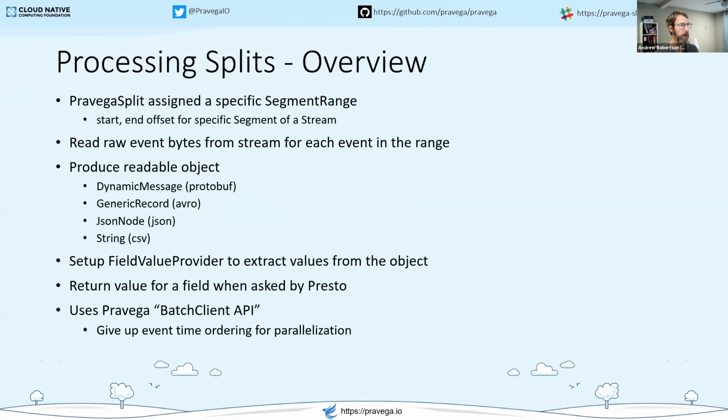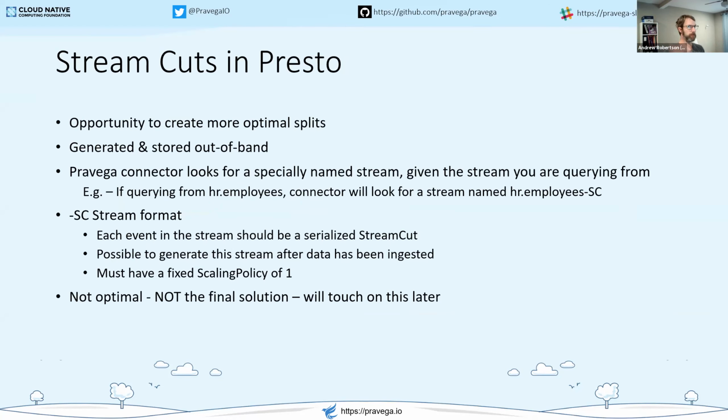What we have now is an out-of-band way to store the stream cut information. A client application, when writing their normal stream, every once in a while will persist a stream cut. Maybe this is after some number of events, maybe after some number of megabytes of data that they've written. Then we'll read this specially named stream and use that stream cut information to split things up. So that's what we have now. It's not optimal, and it's not going to be the final solution, but stream cuts are the way we're going to be able to actually split up work.